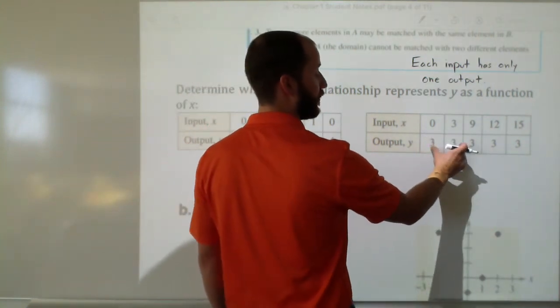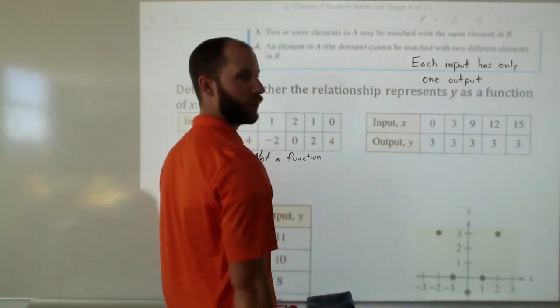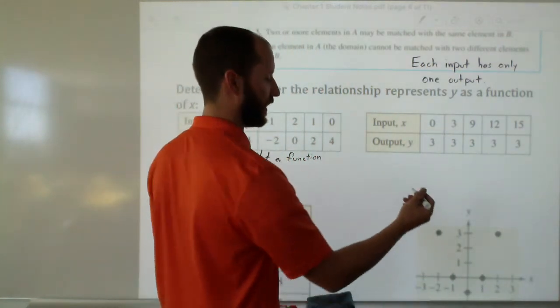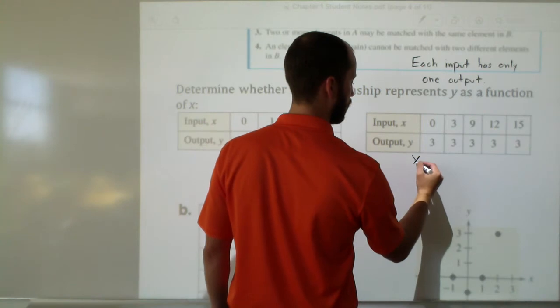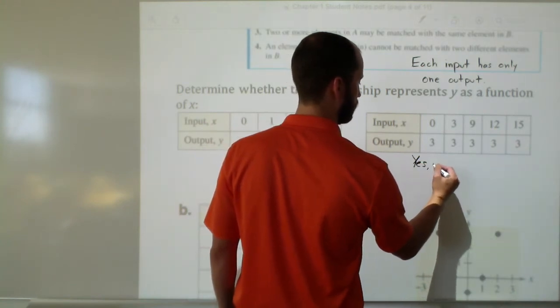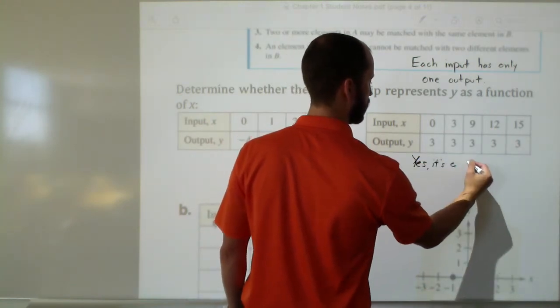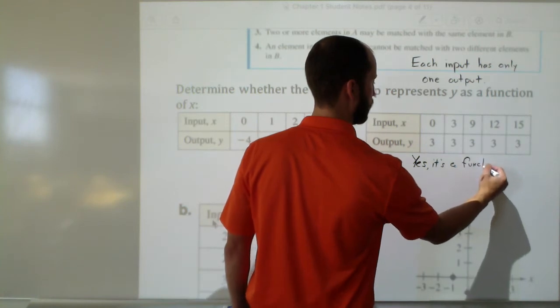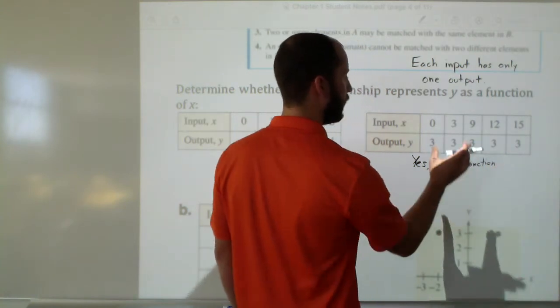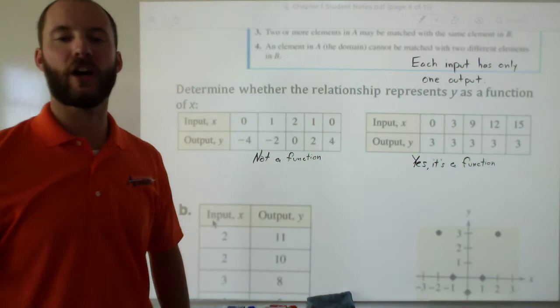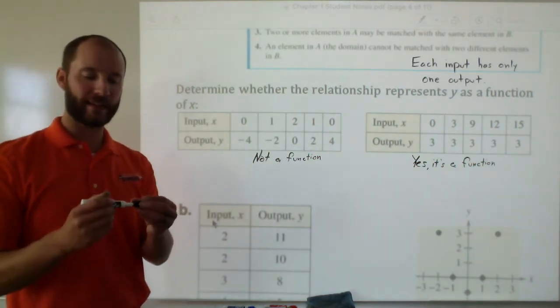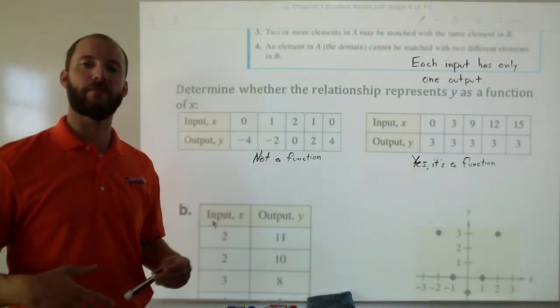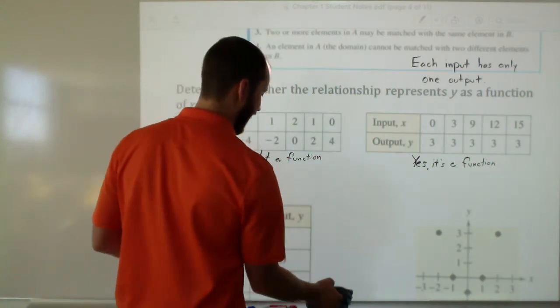Now, they're all going to the same value, but 0's only going to 3. It's not also going to something else. So, yes, it's a function. Again, with a table of values, look, are the x values getting repeated? Is a single x value coming up more than once? Chances are that is not going to be a function.